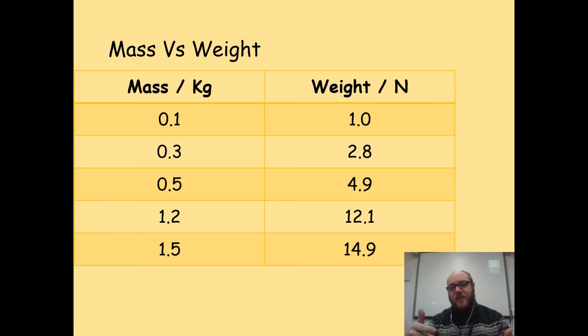I've made this data up, but what I have done is I've added in a little bit of uncertainty to make it look like real data. Sneaky, mystery. So you can see that actually all of these masses are 10 times smaller than the weight, give or take a little bit. That's interesting. So what would happen if you plotted that on a graph?